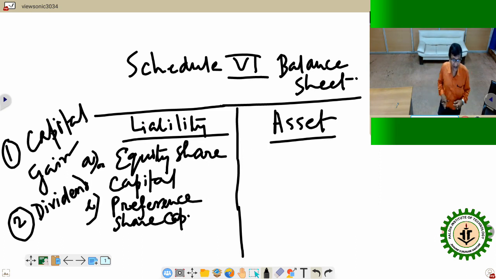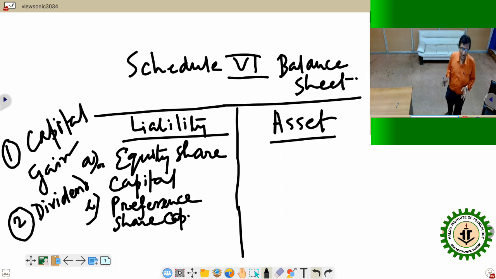Now, the second type of share, that is preference share capital. Basically the shareholders of preference shares have got a preference right. What is that? That is a matter of law, a matter of company affairs. So I am not going into that right now.